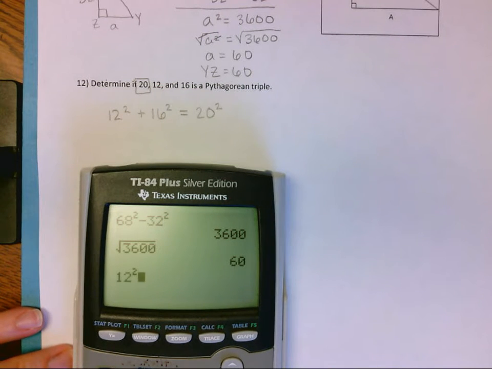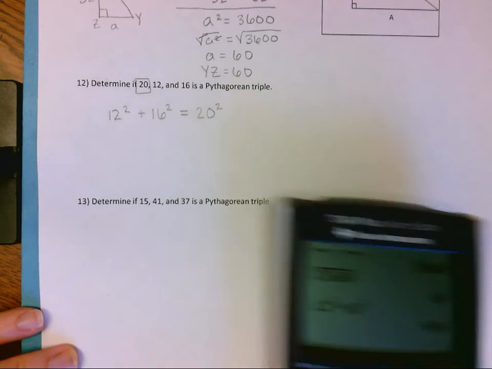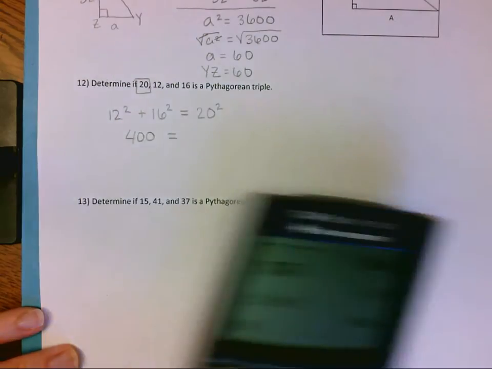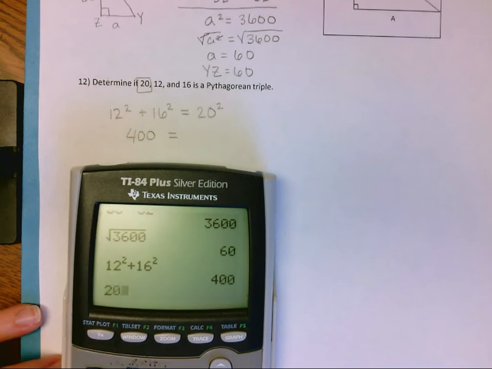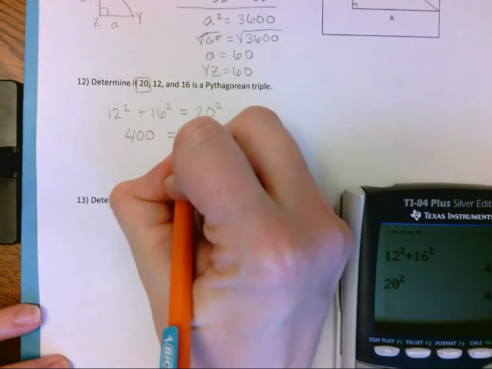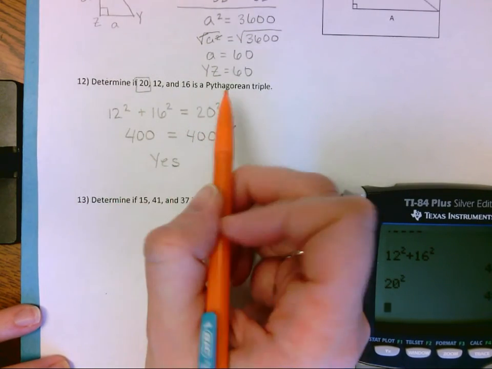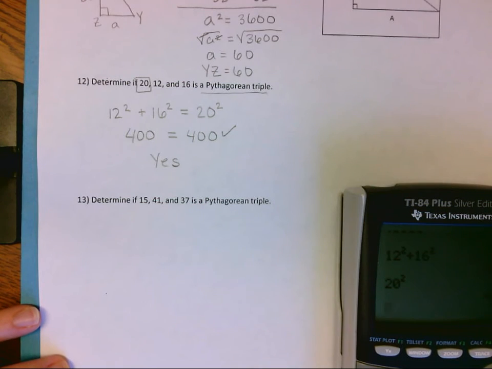12 squared plus 16 squared, all of that gives you 400. 20 squared is also 400. So we can say yes, this is a Pythagorean triple.